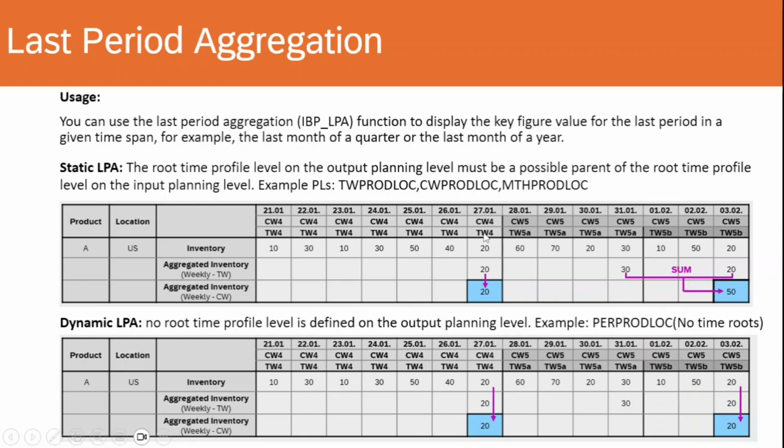For example, calendar week 4 and technical week 4 are both equal because both have 7 days, whereas in the case of a split week, calendar week 5 has two technical weeks. Now when we display data at a calendar week level, what would happen? It will just add up 30 and 20. Technical week 5A has 30, technical week 5B has 20, so a total of 50 would be added up and shown at the calendar week level, because at the calendar week level the last period aggregation would not apply, since it's a static LPA. Only for a particular time profile level would the static LPA be applied.